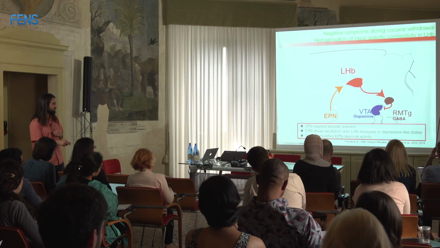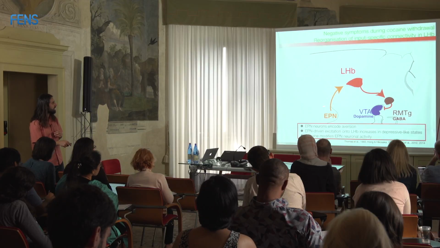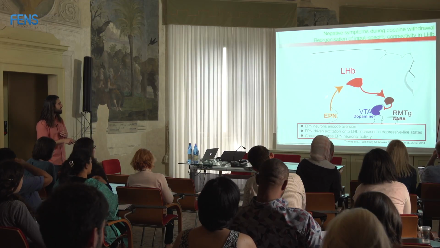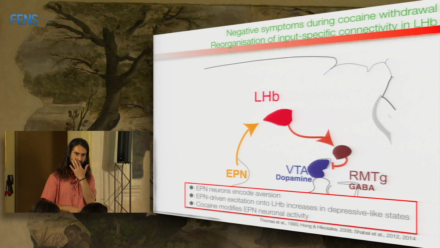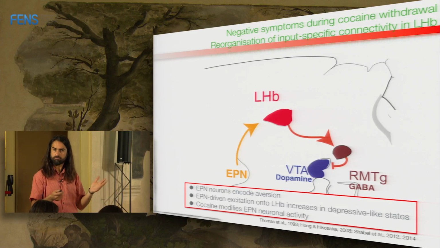This entopeduncular nucleus, or globus pallidus internal segment, more in humans, has been shown to project monosynaptic inputs onto the lateral habenula. And remember that it has been shown that EPN inputs can co-release glutamate and GABA. Now, but why the EPN? What has it to do with drug intake or cocaine effects?